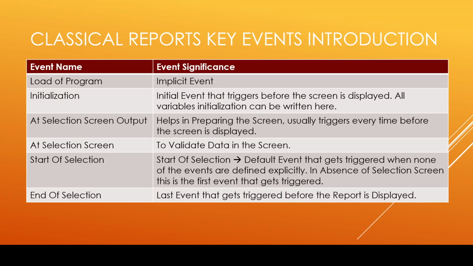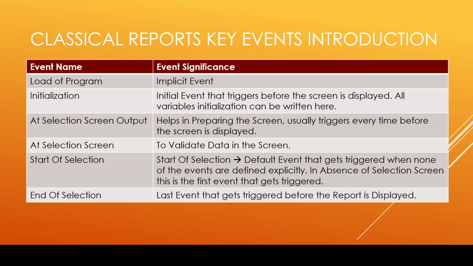The start of selection is a default event that gets triggered when none of the events are defined explicitly. Like if I have not defined any of the events above, or if I don't have a selection screen at all, then my start of selection is the first event that gets defaulted. In this case, I don't even have to mention it explicitly. It's another implicit event when none of the screens are defined.